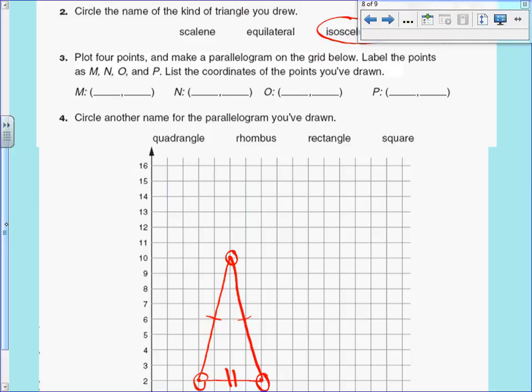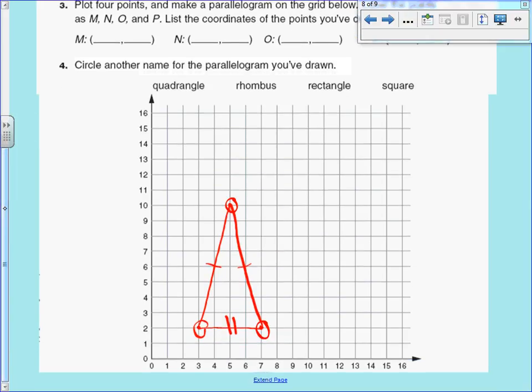All right, the next one says plot 4 points and make a parallelogram on the grid below. So I'm plotting 4 points, and I'm making a parallelogram. Okay, parallelogram, which one do I want to plot? I'm going to go to the top right to give myself some room. I'm going to plot 9, 12. I'm going to plot 9, 16.